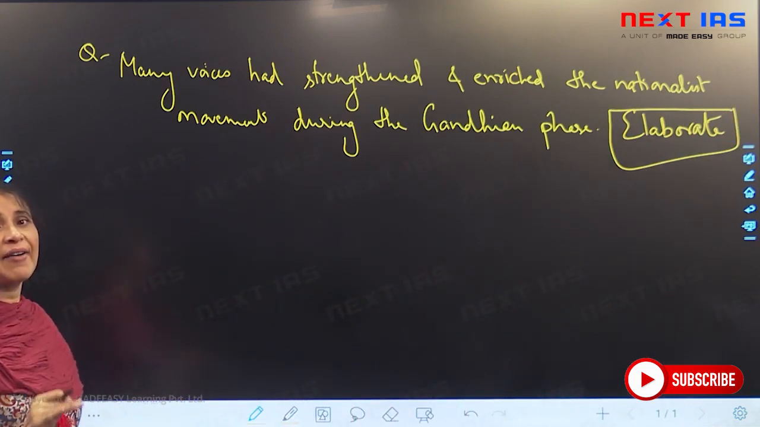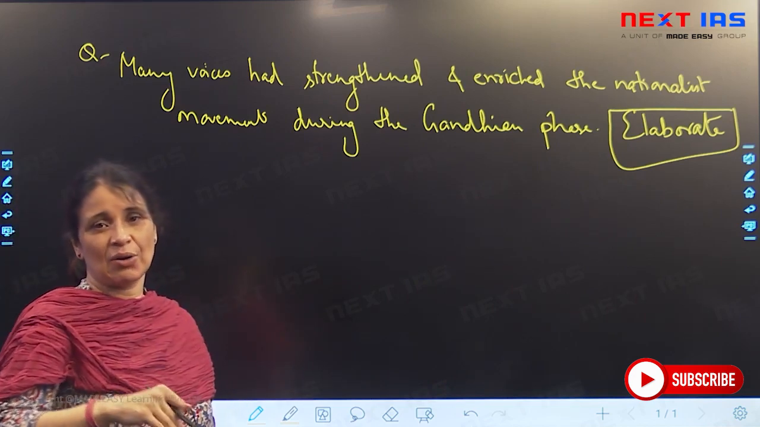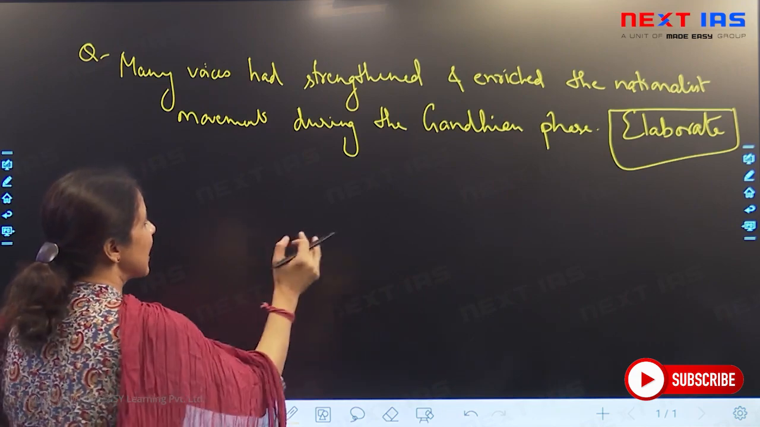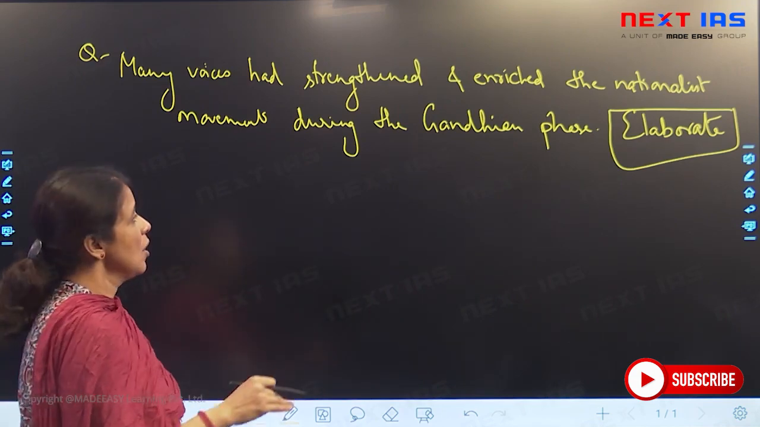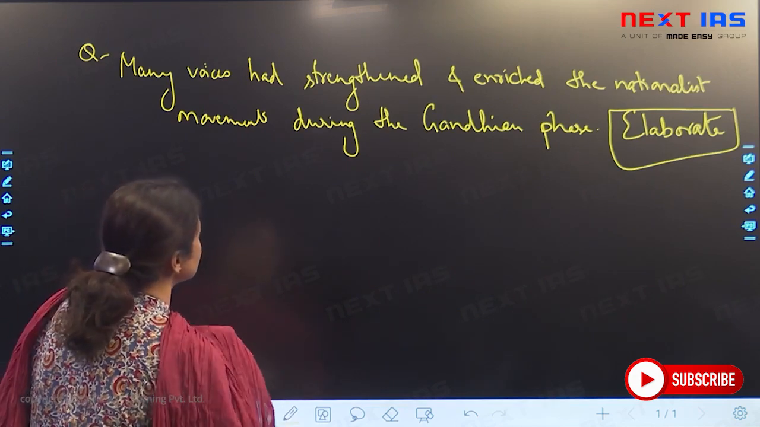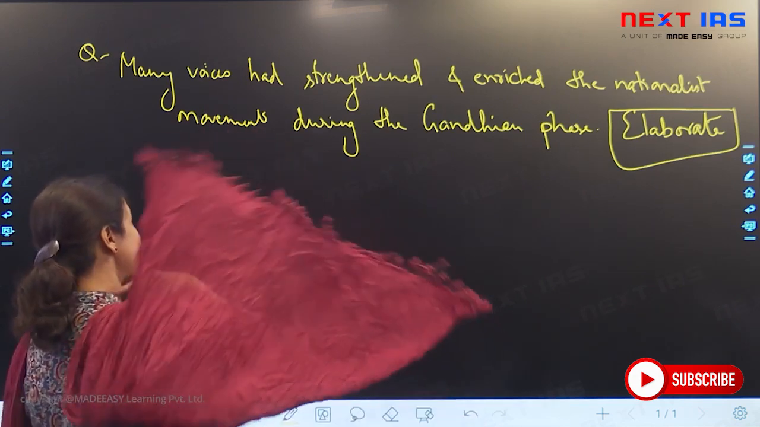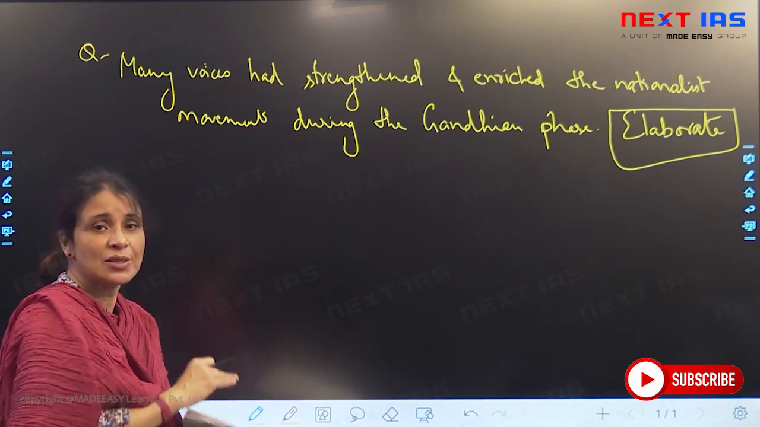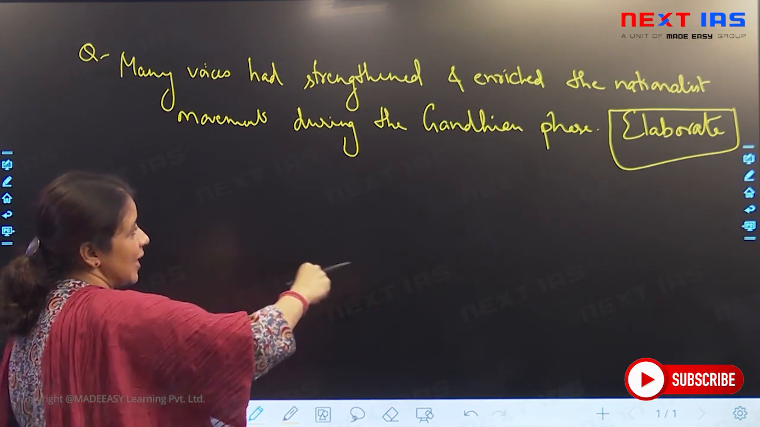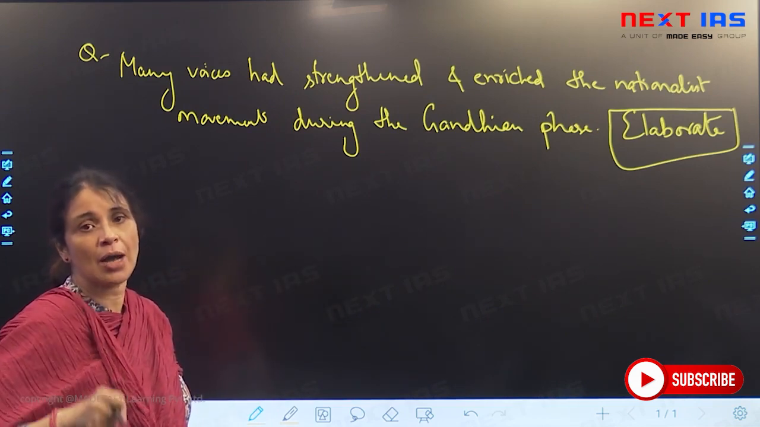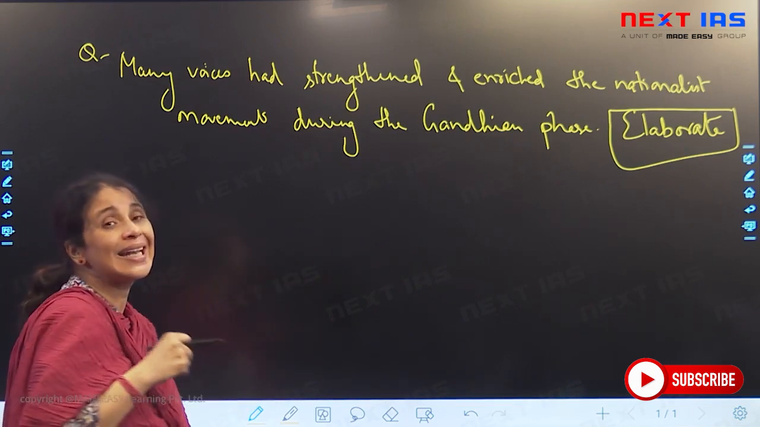Elaborate means you have to give a detailed account. उसको विस्तार से समझाओ. Elaborate करो, उसका विस्तार करो. Elaborate करना means you have to, this is the statement: many voices had strengthened and enriched the nationalist movement during the Gandhian phase. You have to elaborate it, means इसको विस्तार से बताओ. तो ये जो statement है you have to discuss it in detail. You have to talk about this statement in detail.